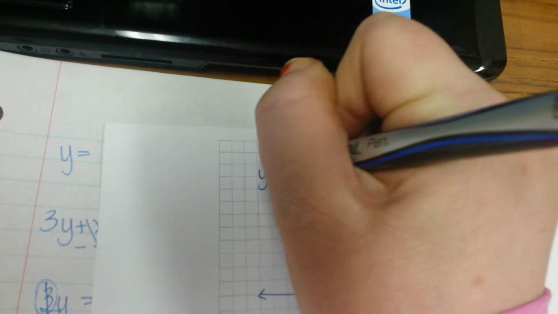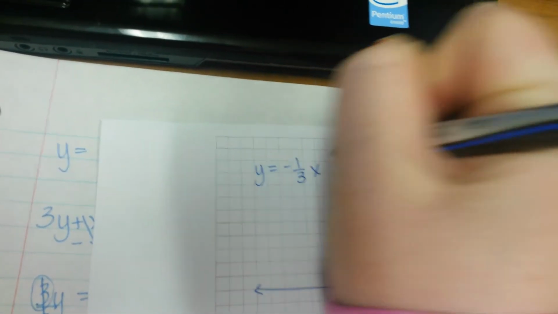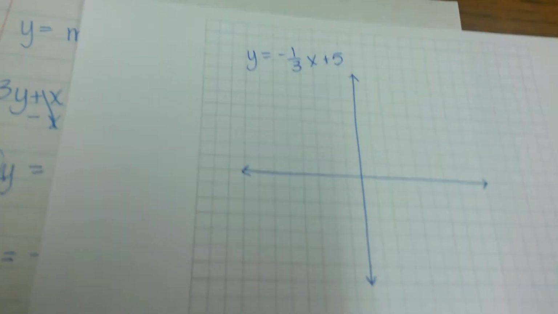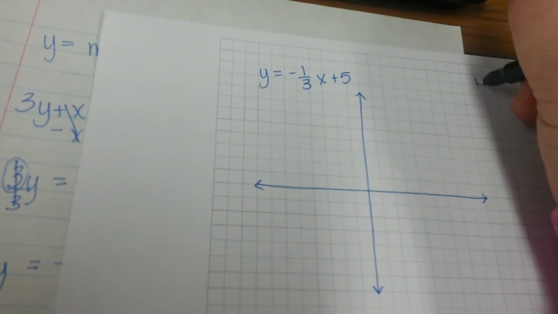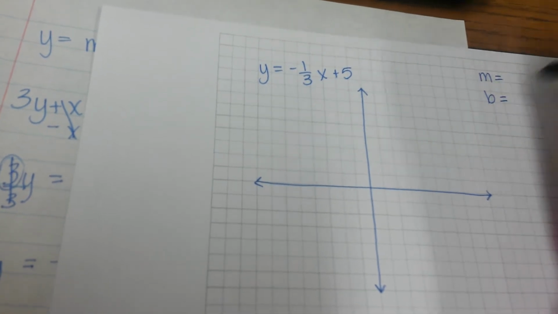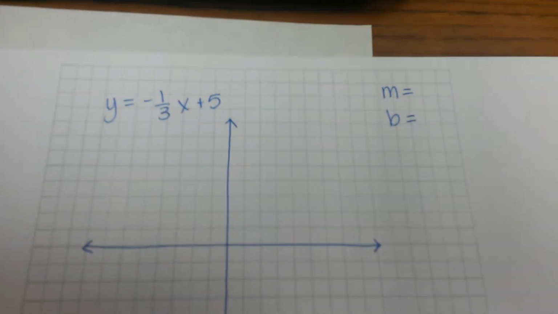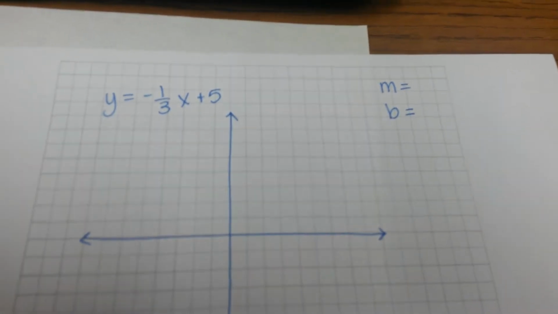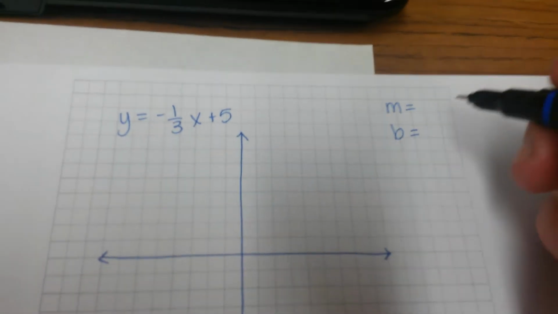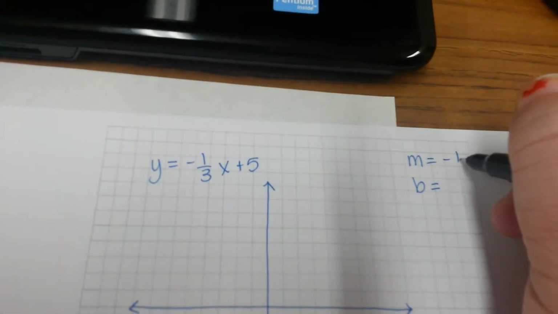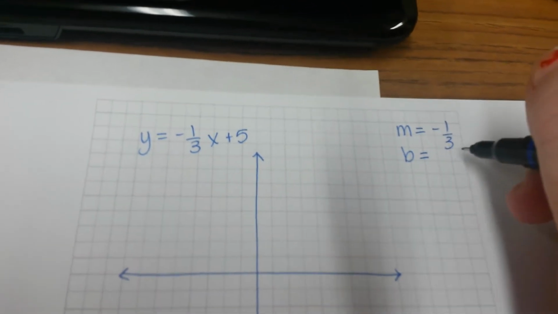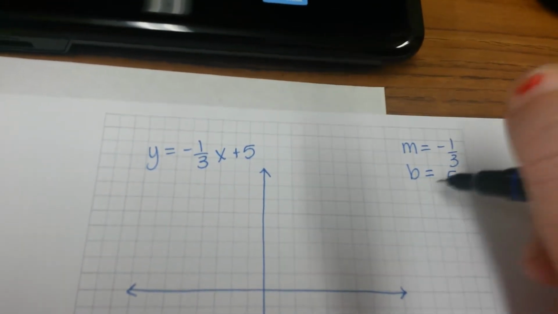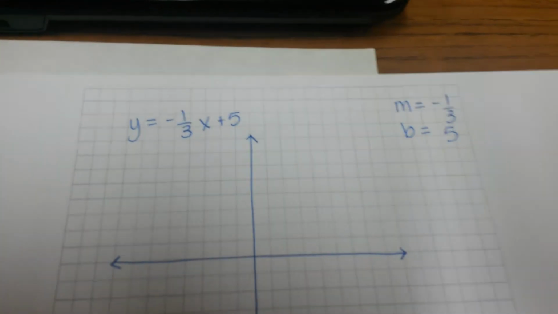Woohoo! So I'm going to get out my graph paper and I'm going to rewrite the equation at the top. So I have y equals negative 1/3 x plus 5. All right. So my m is my slope, and my b is my y-intercept. Looking at this problem, can you identify what our slope is and what our y-intercept is? Our slope is a negative 1/3, and our y-intercept is 5. And knowing these two pieces of information now, we can graph.